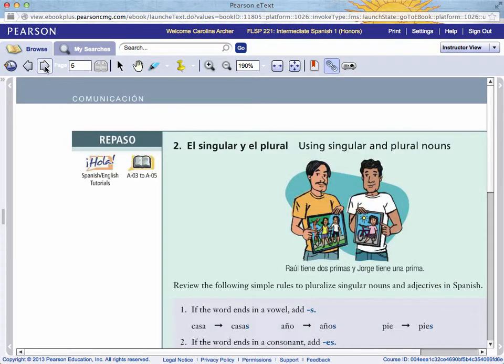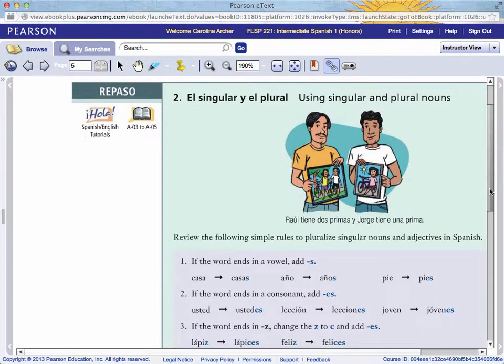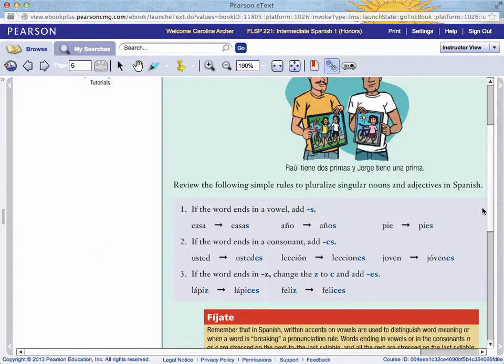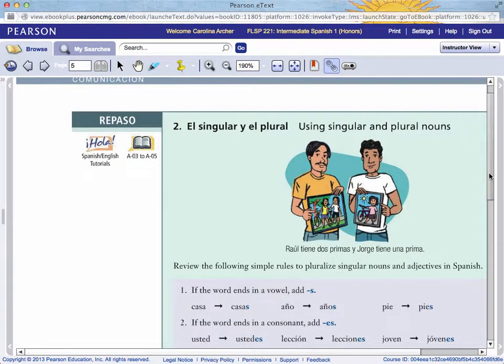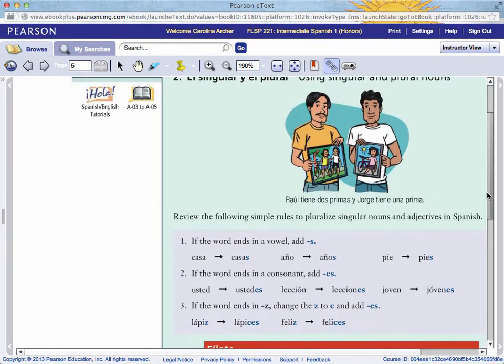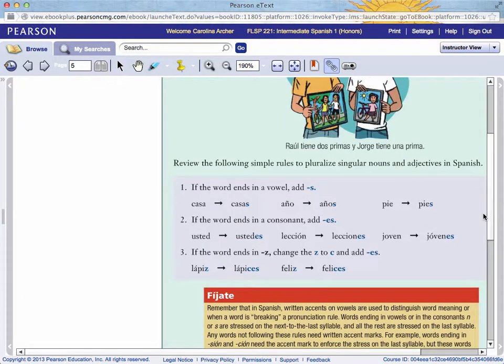Okay, so we talked about gender, and this is number. Okay, all nouns and adjectives. We're talking here about nouns, but since adjectives modify nouns, they have to agree in gender and in number. But nouns have a number, just like in English. Okay, so if the word ends in a vowel, you're simply going to add s. Casa, casas. Año, años. Pie, pies.